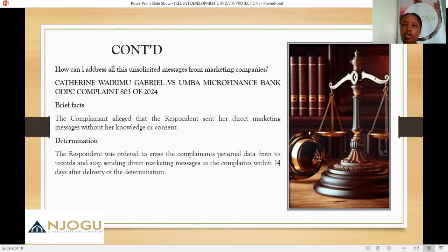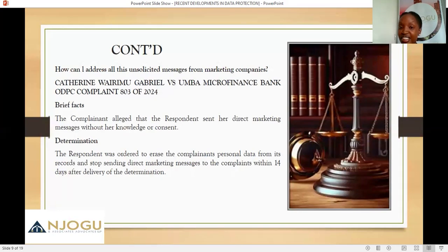Correct. So how did the ODPC rule on this? They found that the respondent had violated the first principle because she did not consent to that, and secondly, they used her data wrongfully without even notifying her according to section 29. So the determination was the respondent was ordered to erase the complainant's personal data from its records and stop sending direct marketing messages to the complainant within 14 days after the delivery of the determination.